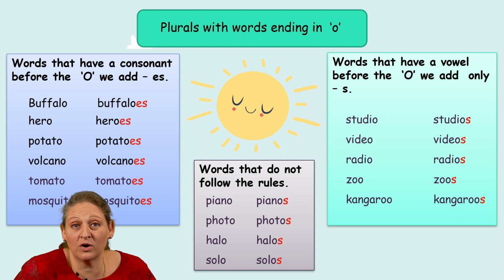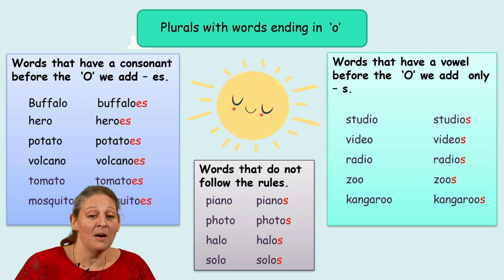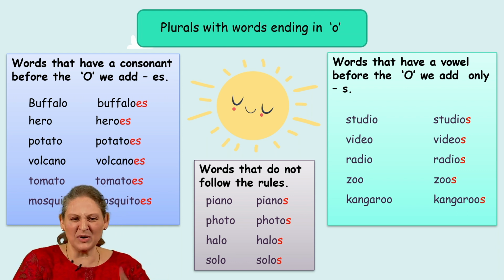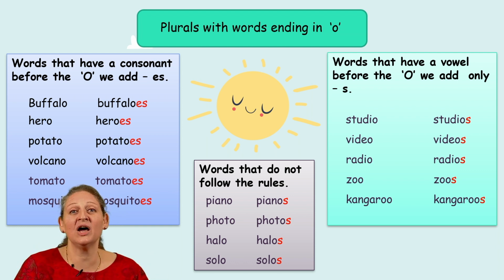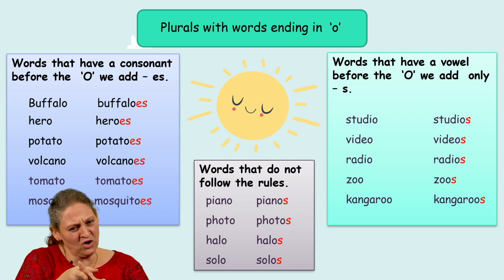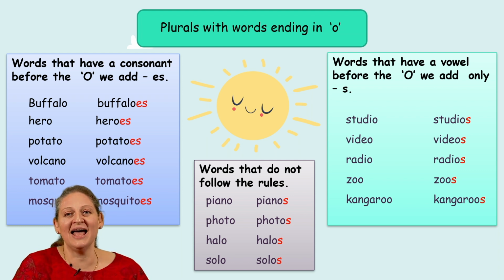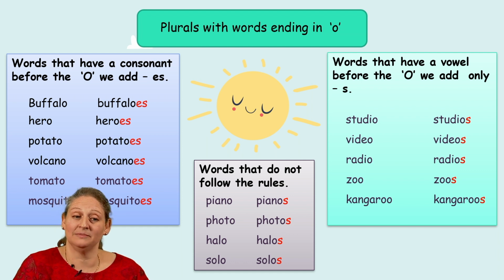Do you want to know what words don't obey the rules? Piano. Piano is a very naughty word. It does not obey the rule. We just write pianos. Photo. It breaks all the rules. We just add S. Halo. It's breaking the rules. We just add S. And solo. We just add S.